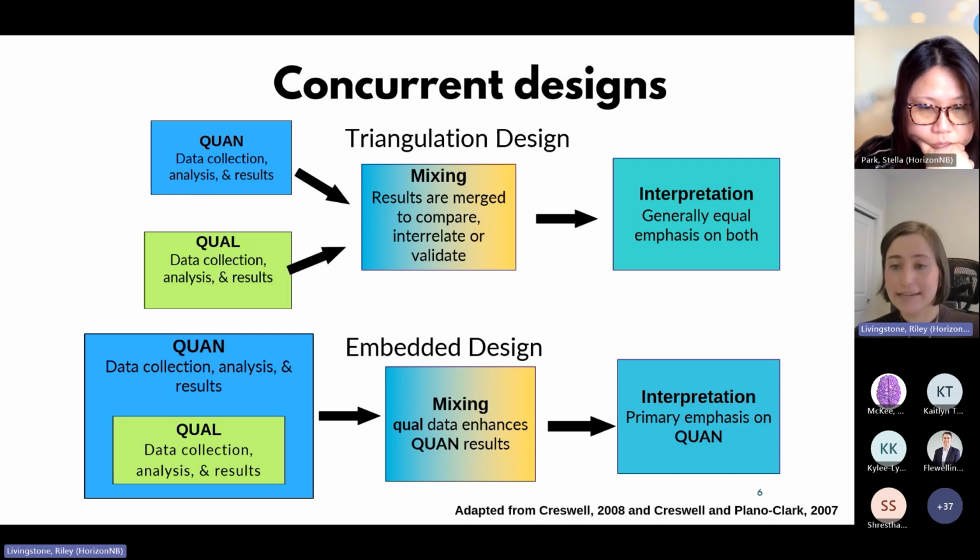Next, we have the embedded design. In an embedded design, one type of data supports or enhances the other. Most often, but the reverse is also true, a qualitative component is embedded or nested within a larger quantitative study. The qualitative insights can help provide additional context or explain findings from the quantitative analysis. The secondary data set is nested within the larger study context and typically involves a subset of the participants of the larger study.